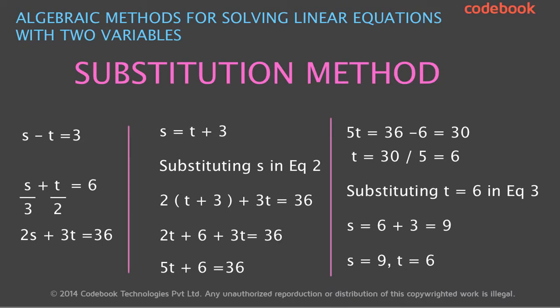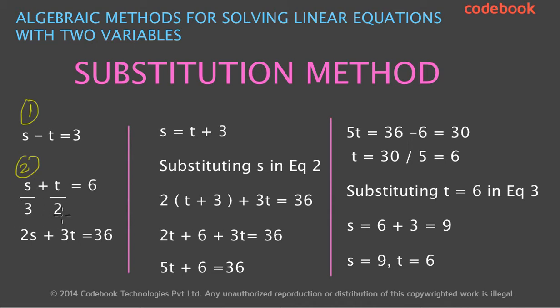Next we will look at algebraic methods for solving linear equations with two variables. The first of the methods that we will look at is called the substitution method. So as you see here, we have been given two equations. The first one is s minus t equal to 3 and the second one is s by 3 plus t by 2 equal to 6.